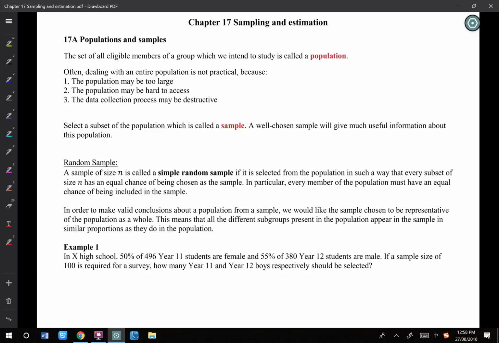So: the population is too large, the population is hard to access, or collecting data from it involves a destructive process. Those are the three main reasons why we need a sample. A subset of a population is called a sample. For example, our class can be a sample of 16 to 18 year old girls in Melbourne. A well-chosen sample will give much useful information about the population.